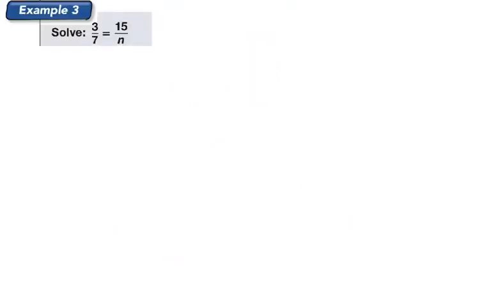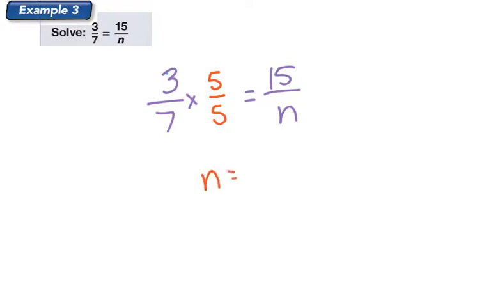Okay, so let's look at this one. We have 3/7. Let's do a practice one first. 3/7 equals 15 over n. So we're going to start by finding what our scale factor is. 3 times what number is 15? Good. 3 times 5 is 15. Whatever I do to the numerator, I have to do to the denominator. So I'm going to do 7 times 5 to equal n. So n is 7 times 5, which is 35.